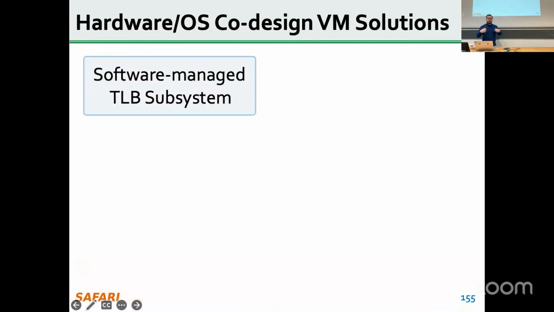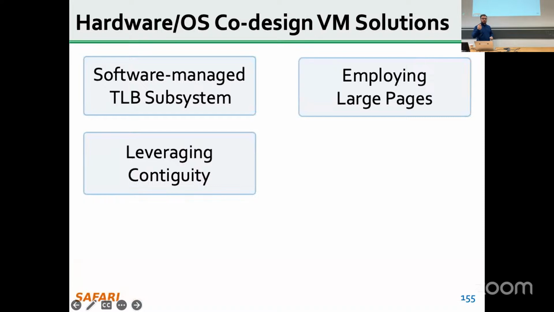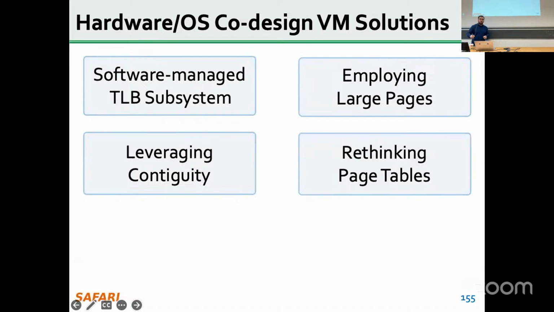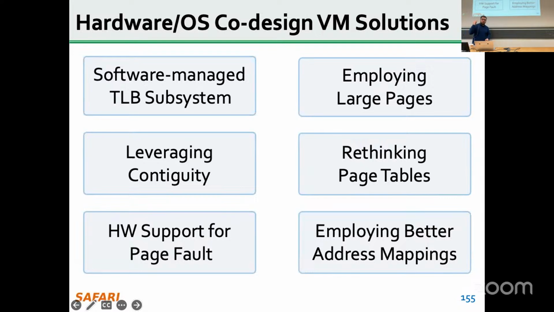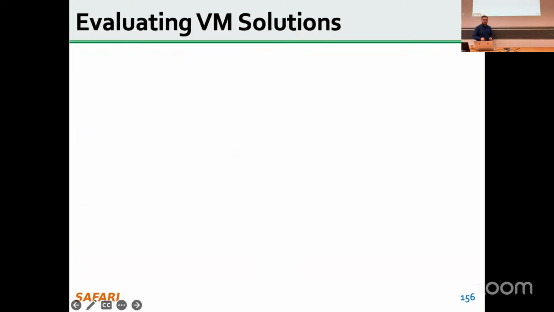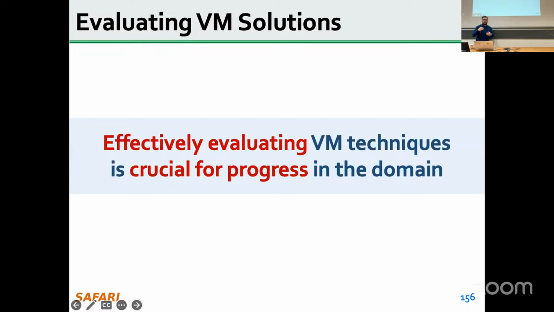So we try to co-design the OS and the hardware to avoid all these problems. We use software-managed TLBs, employing large pages. We employ contiguity to solve the address translation problem. We try to rethink how page tables work. We add hardware support to handle the allocation in hardware. We use Utopia to employ much better address mappings, accelerate address translation, and reduce the interference in the memory hierarchy. However, if we want to effectively evaluate these virtual memory techniques, which is crucial for progress in the domain, what are the evaluation requirements?